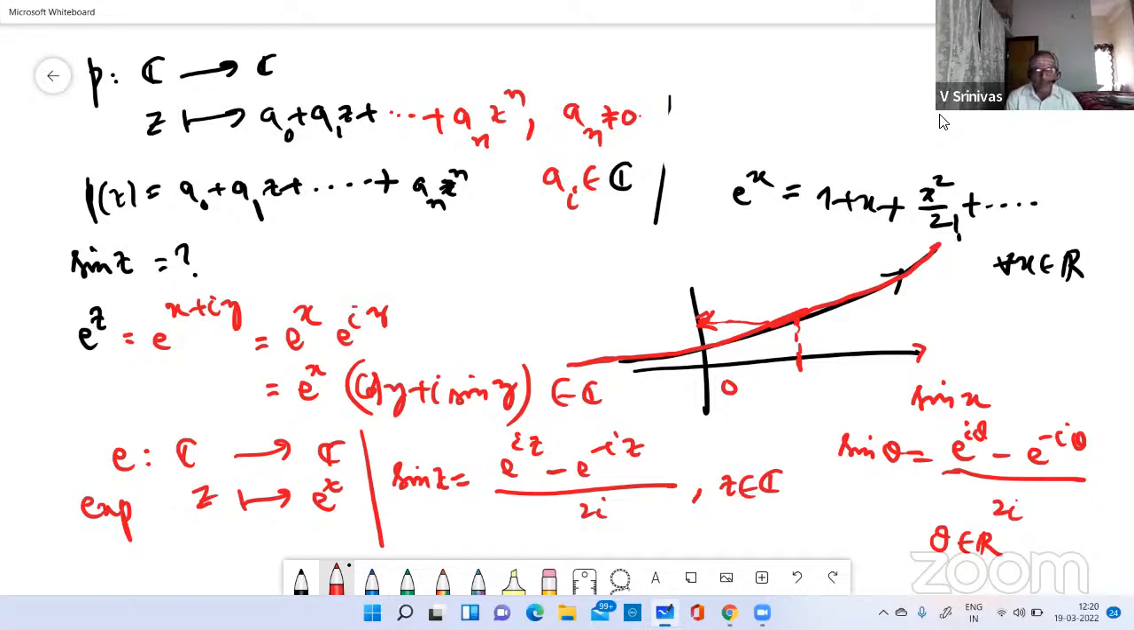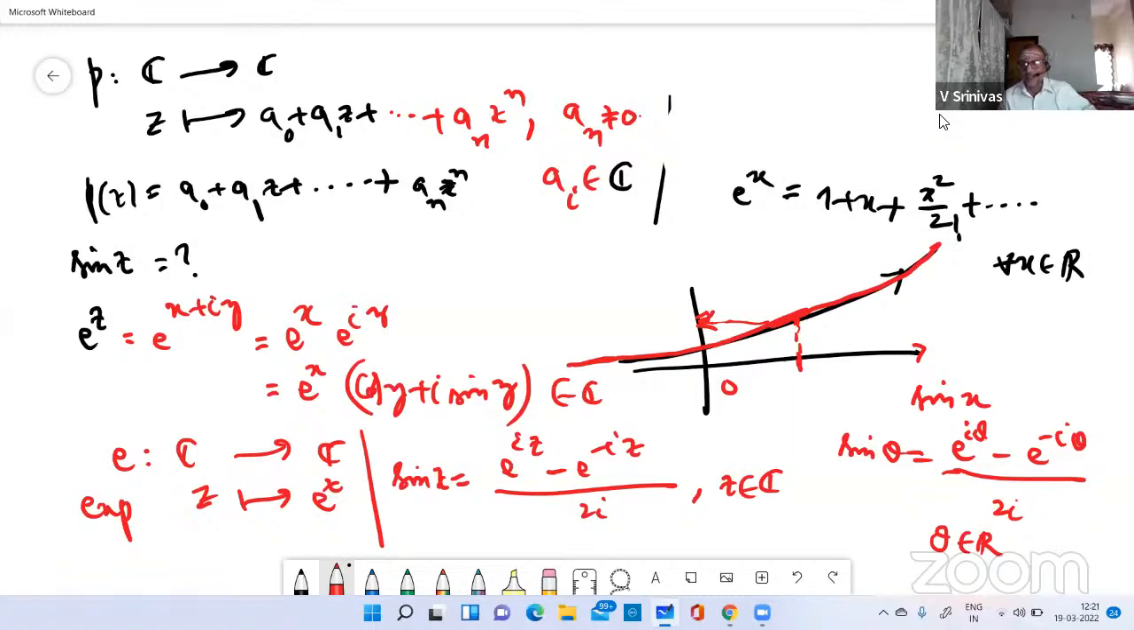So similarly, you can define the e power iz value, something like this. You can replace z by iz, and correspondingly you get e power iz to be a complex number. This is its conjugate; subtract this from this and divide by 2i. What you get is sine z. This way you can define sine z.